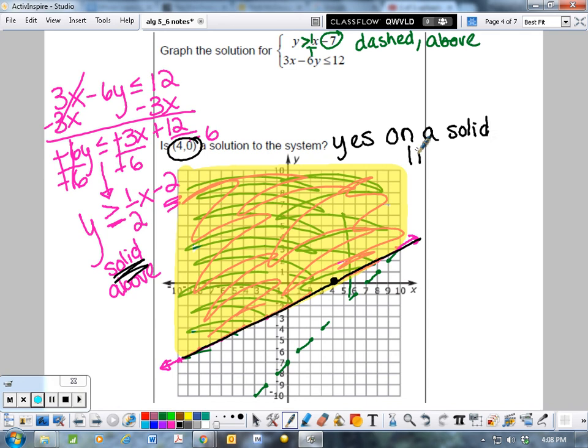Now, if that was a dashed line, the answer would be no, because anything on a dashed line is not a solution to the system.